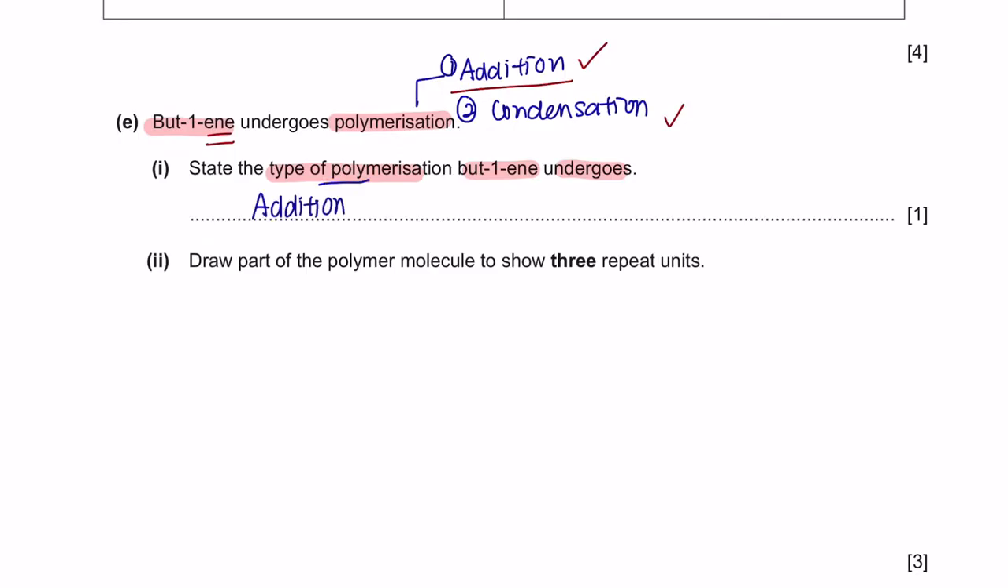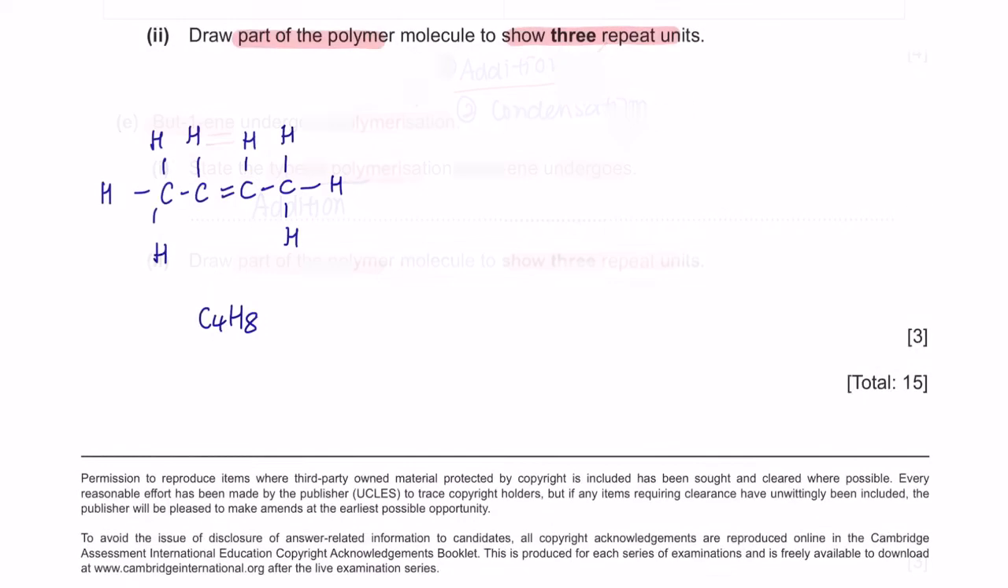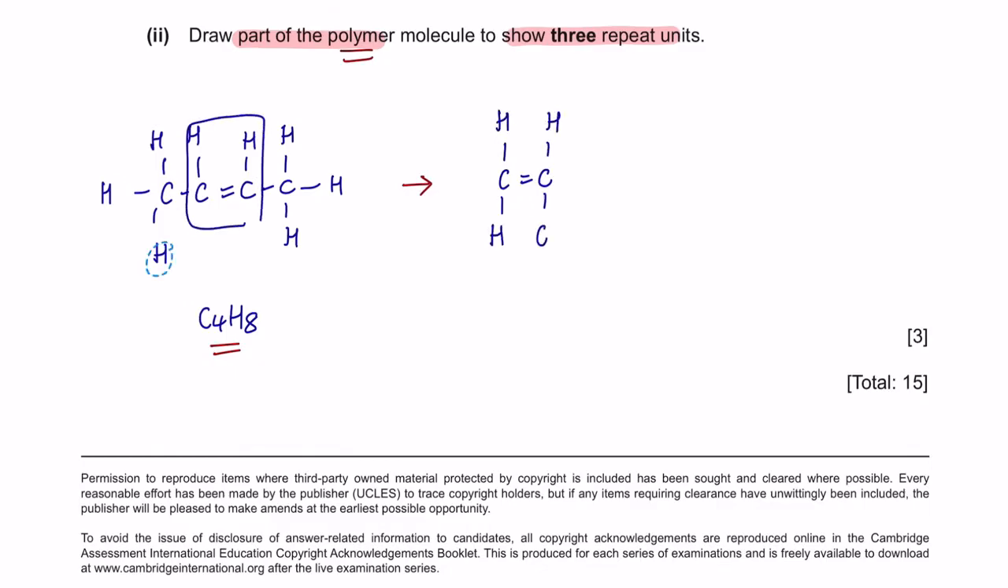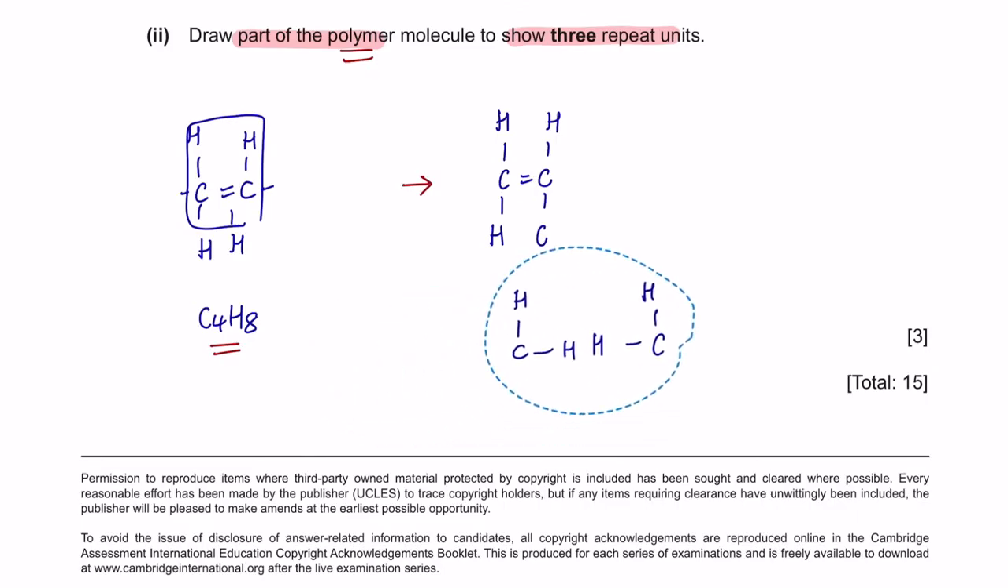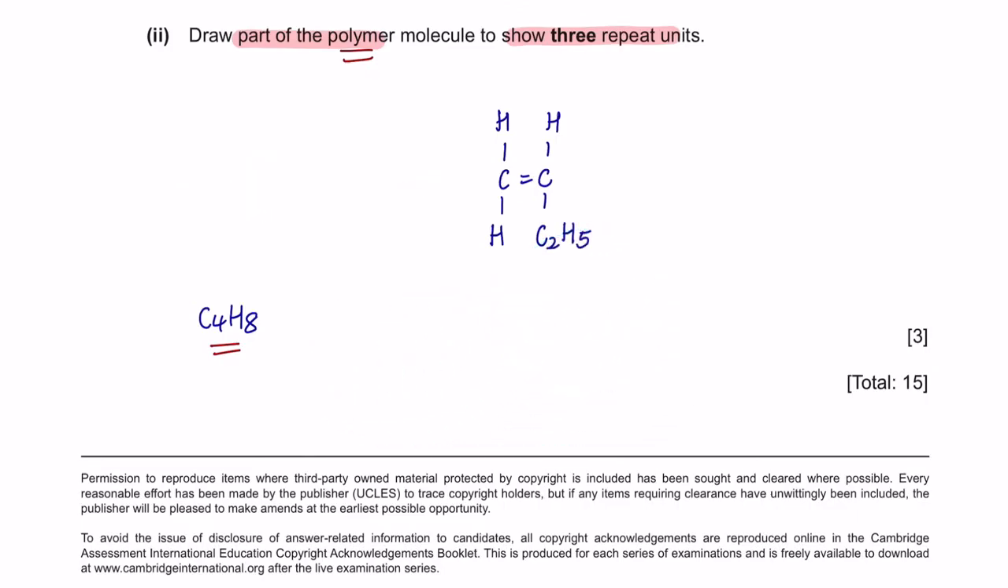Part 2. Draw part of the polymer molecule to show 3 repeated units. Now this is what one molecule of butene would look like. But when you are asked to draw a polymer, you have to summarize this by only having 2 carbon atoms. What this means is that we're going to only take 2 carbon and then place the hydrogen here, and the rest of it is going to be summarized at the bottom here. So that would be like this.